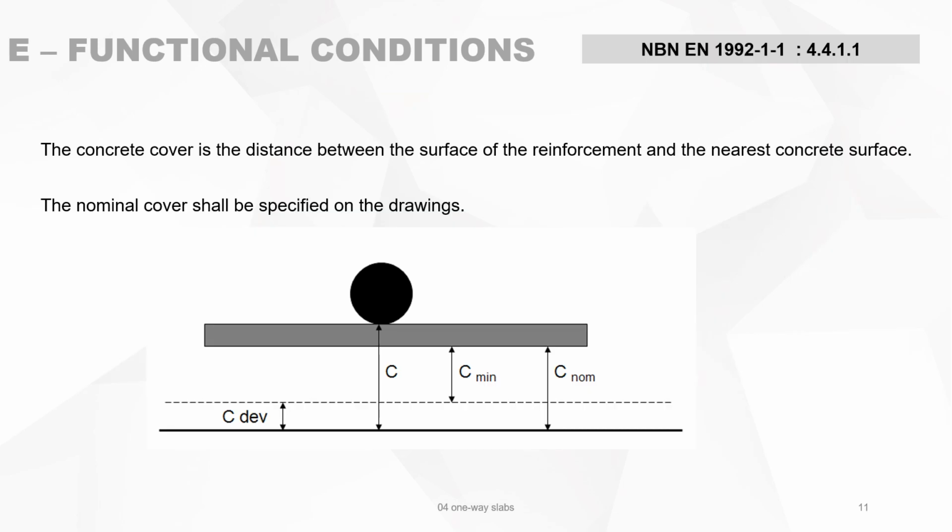The concrete cover is the distance between the surface of the reinforcement and the concrete surface. That's the exact definition of concrete cover. The nominal cover shall be specified on the drawings. This is the nominal cover, C, the concrete cover of this black rebar. You see that the cover consists of a minimum value, which is for environmental impact. There is a tolerance on it, and the sum of those two is C nominal.